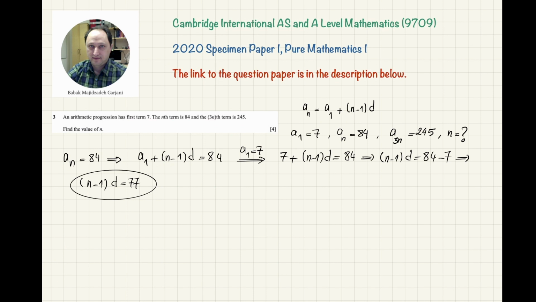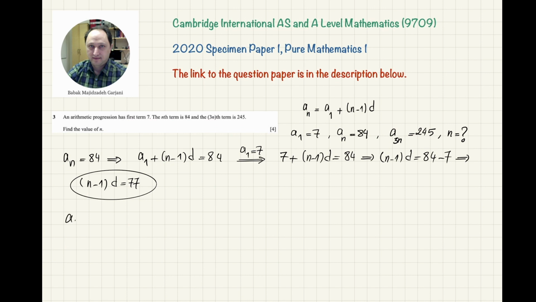Okay, so I need another piece of information to be able to solve the problem, and this has been provided here. But the point is how should I write a3n? You shouldn't get confused. A sub n is a1 plus n minus 1 d, so whatever you have here, you just move it exactly here. Now you see that you have 3n, so this n should be replaced by 3n. Okay? So let us do that.